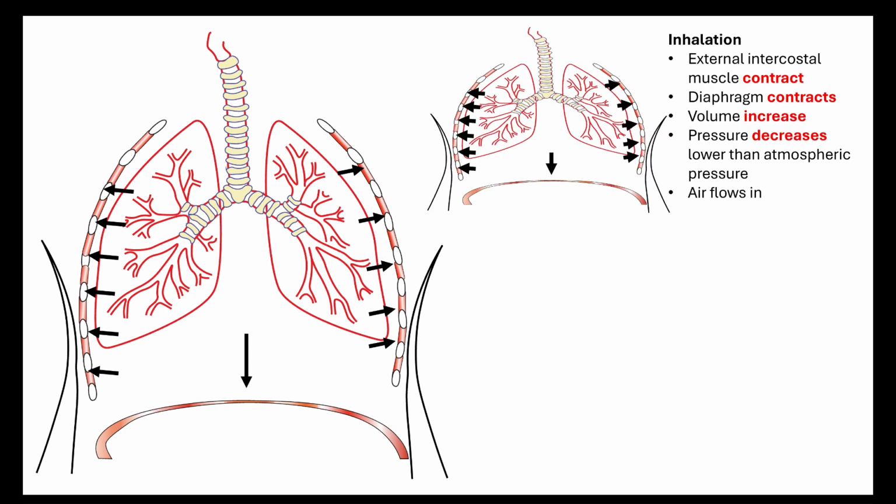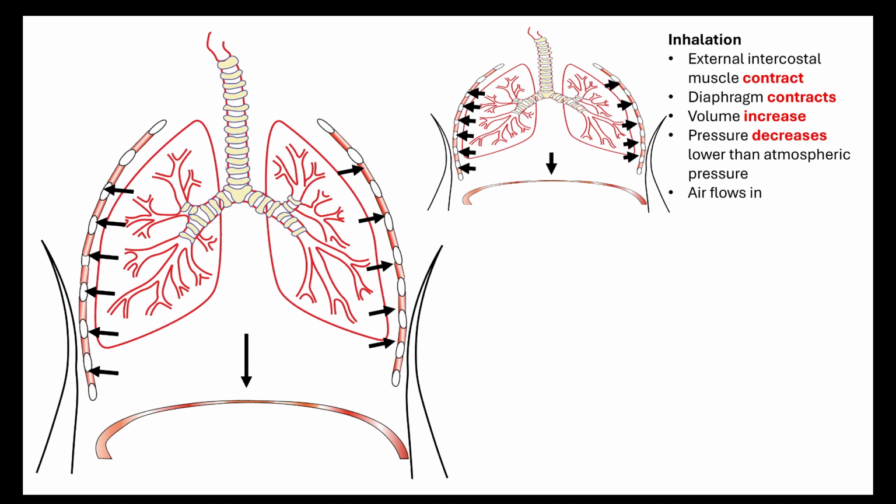So when we are inhaling, our external intercostal muscles are going to contract. Our diaphragm is also going to contract. So what we have done is we've lifted our rib cage up and out, and our diaphragm has moved down. That is going to increase the volume inside the pleural cavity. Now, because it's increasing the volume, that's going to decrease the pressure and make sure that pressure is lower than the atmospheric pressure. That will cause air to flow into our lungs.